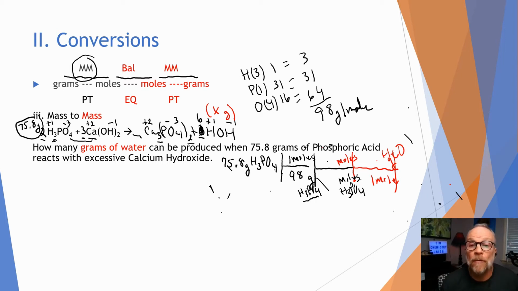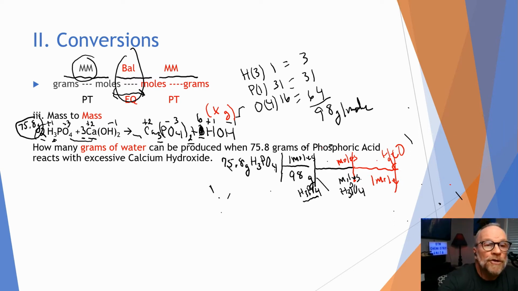All right, so now if we were to leave it there, we would just have moles of H3PO4, but we've got to change from moles to moles right here in our next step. So how many moles of H3PO4 according to the balanced equation? Well, there's 2 moles of that guy. And how many moles of water? We have 6 moles of water.